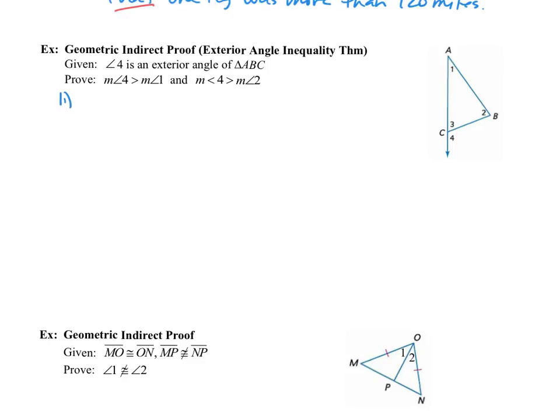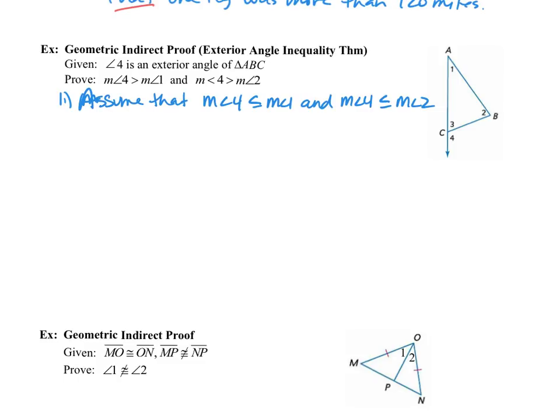So step 1 is to assume the negation of the proof statement. To negate the fact that the measure of angle 4 is greater than the measure of angle 1, we say the measure of angle 4 is not greater than the measure of angle 1. In other words, we're going to assume that the measure of angle 4 is less than or equal to the measure of angle 1, and that the measure of angle 4 is less than or equal to the measure of angle 2.